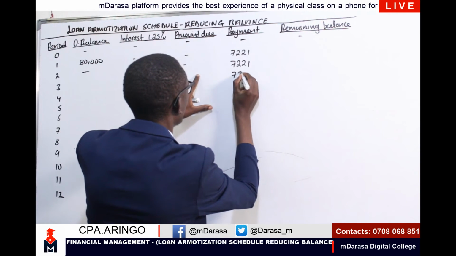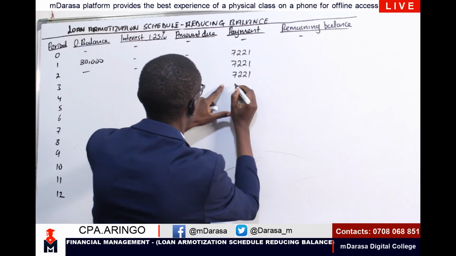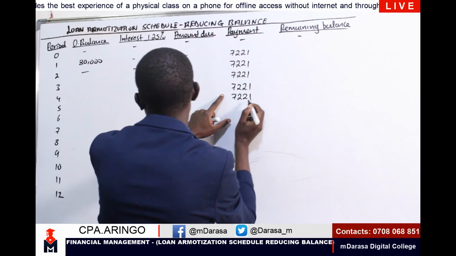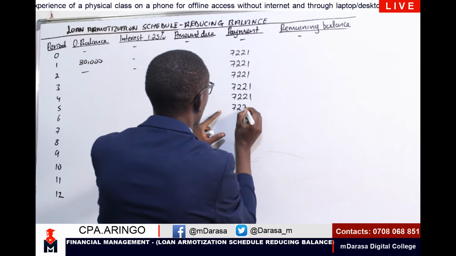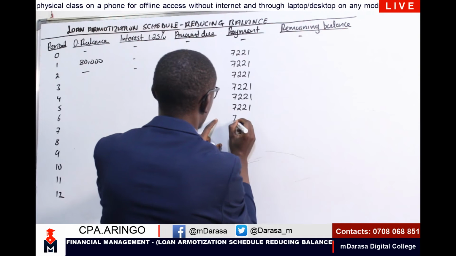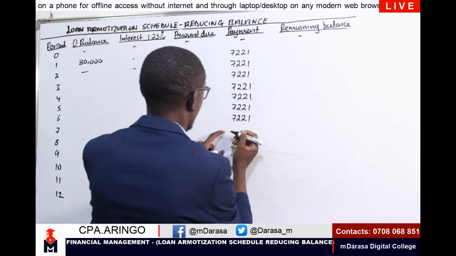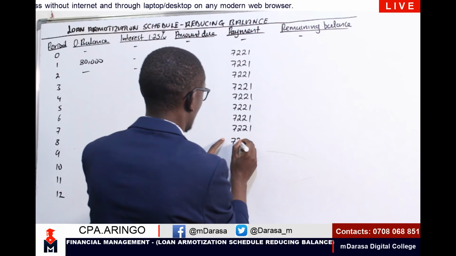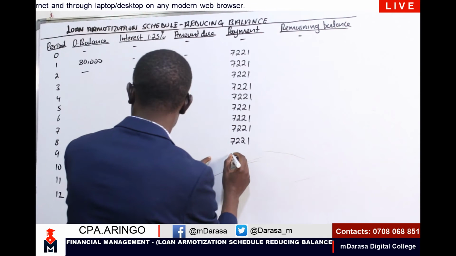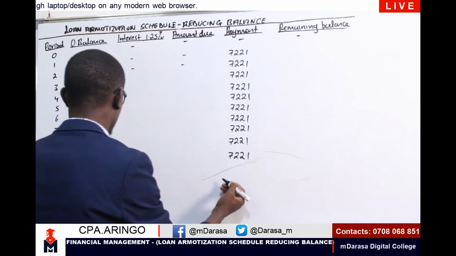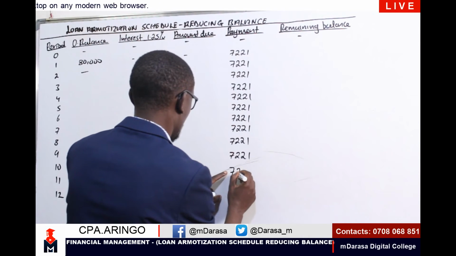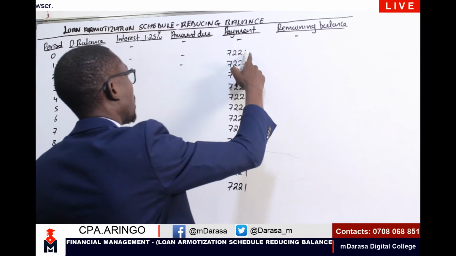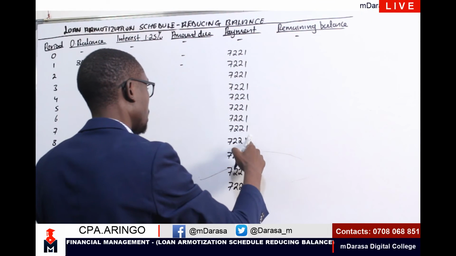So 72,221 for periods 4, 5, 6, 7, 8, 9, 10, 11, 12. So 72,221 for periods 1, 2, 3, 4, 5, 6, 7, 8, 9, 10, 11, 12.